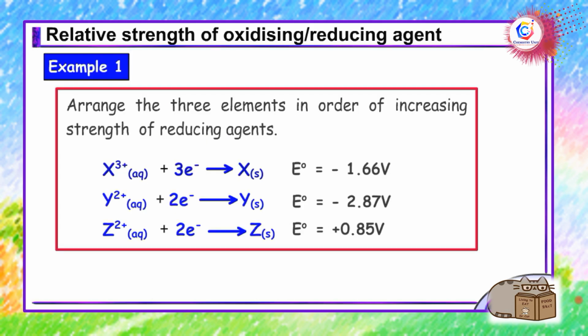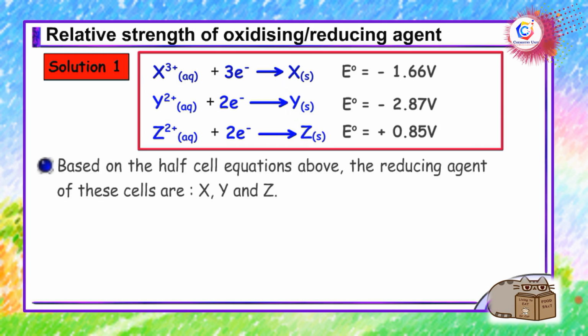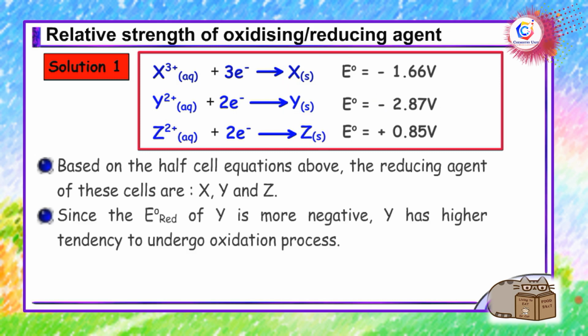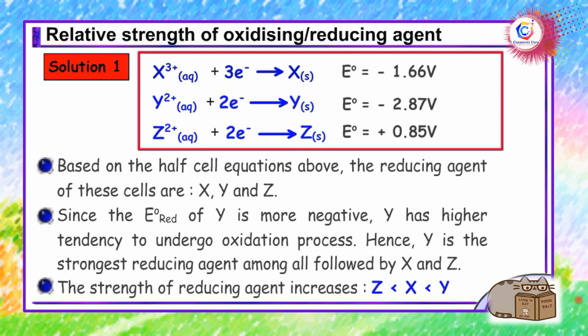Let us consider the following example. Based on the half-cell equations above, the reducing agent of these cells are X, Y, and Z. Since the E0 reduction of Y is more negative, Y has higher tendency to undergo oxidation process. Hence, Y is the strongest reducing agent among all, followed by X and Z. The strength of reducing agent increases from Z to Y.